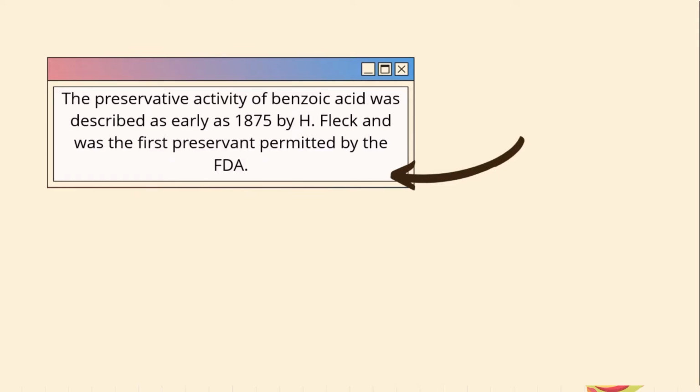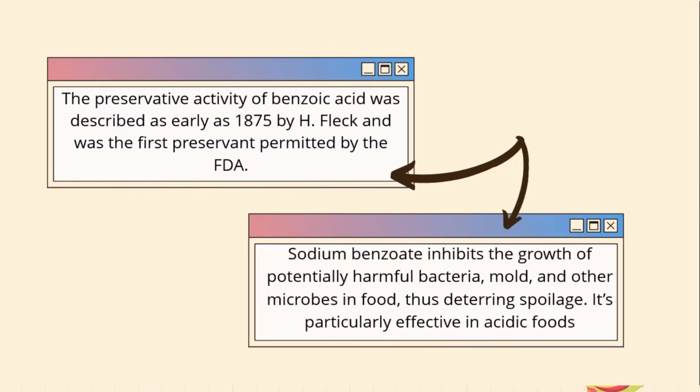The preservative activity of benzoic acid was described as early as 1875 by H. Fleck and was the first preservative permitted by the FDA. Sodium benzoate inhibits the growth of potentially harmful bacteria, mold, and other microbes in food, thus deterring spoilage. It is particularly effective in acidic food.